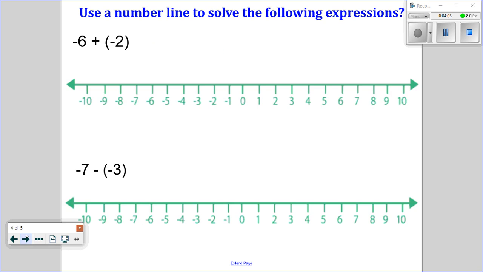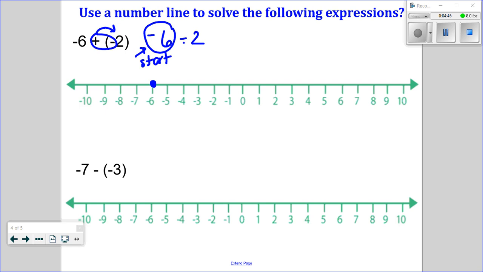Okay. Use a number line to solve the following expressions. So again, before you do anything, you must resolve the conflict. I see two signs next to each other here, so I need to fix this conflict. The plus sign tells me to keep the sign that comes after it. Negative 6, I'm keeping negative 2. Now in using the number line, after you resolve the conflict, the first number always tells you where to start. So I'm starting at negative 6, which means I'm going to put a dot on negative 6.